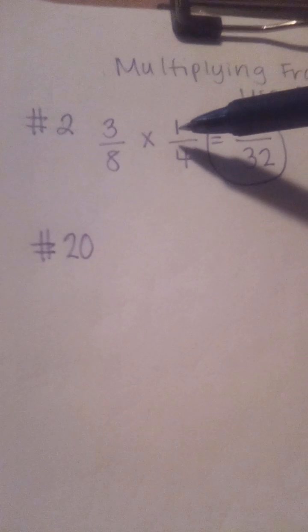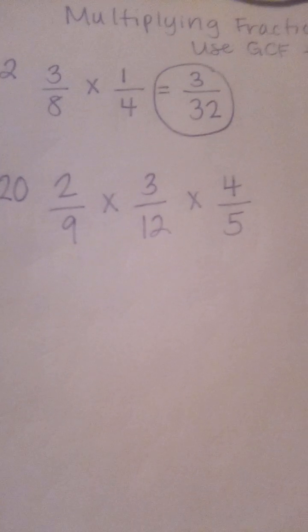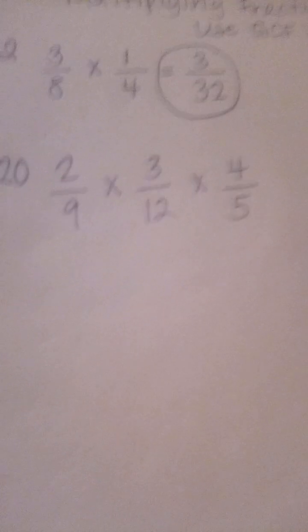Number 20 is 3 fractions. Normally, when you see the previous problem, we have 2 fractions. In this problem, we have 3 fractions. Let's do this. 2/9 multiplied by 3/12 multiplied by 4/5. All right. We have 2/9 multiplied by 3/12 multiplied by 4/5.